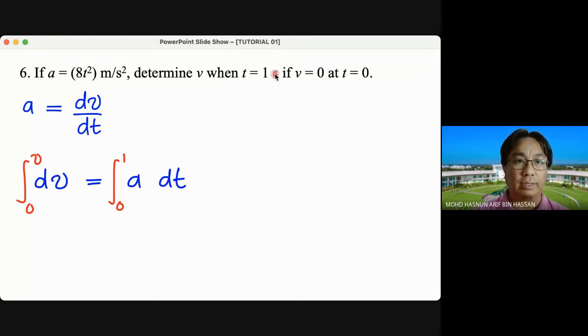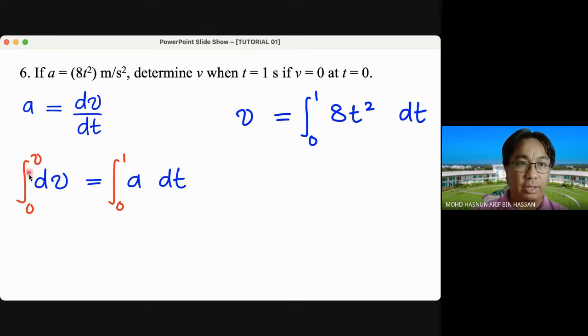here when t equals 1. So this is what we want to find out. What is the velocity when t equals 1? So this will be the upper limit of the integration. Okay, so when you integrate dv, you will get v. On the left hand side you will get v. On the right hand side, you substitute a here with the function, 8t square.